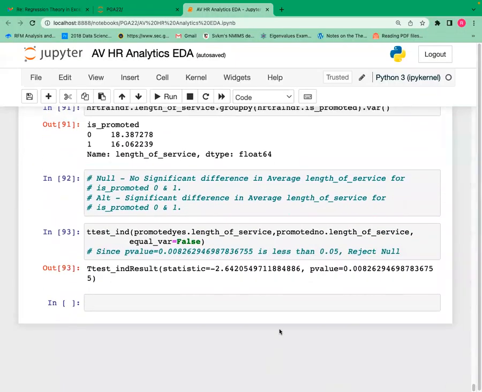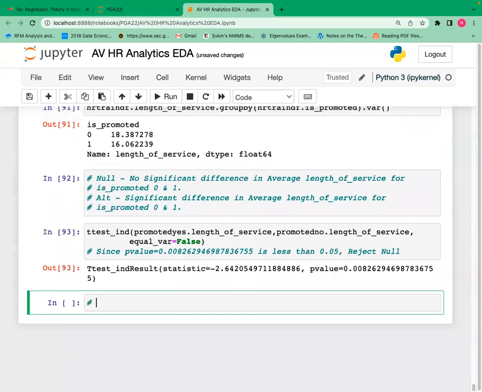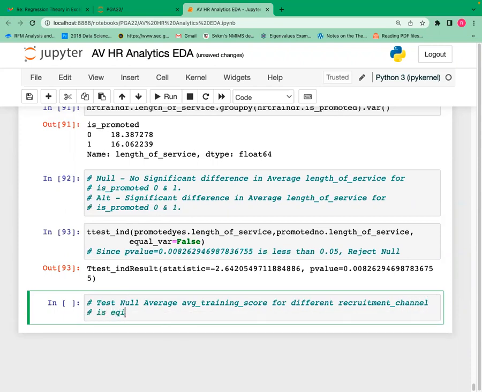Okay, so X null, the average training score for different recruitment channel, recruitment channel is equal. First do the group by, find out how many levels are there, then do the splitting, then do the null and alternate, and then do the test.